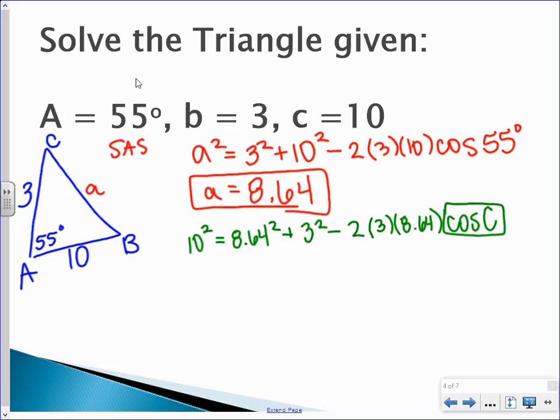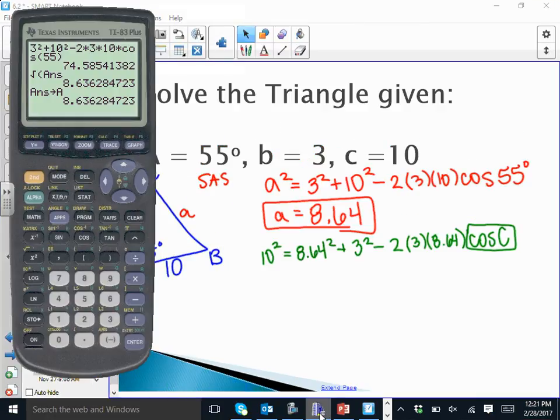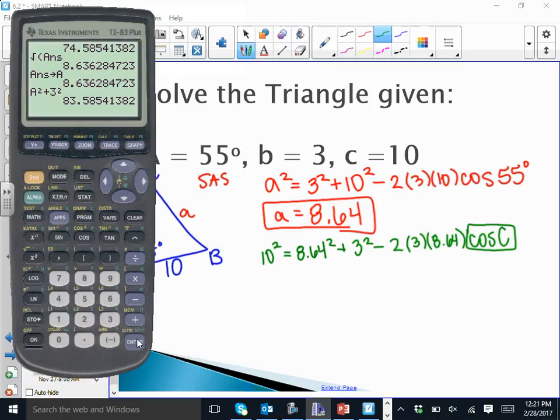All right? So this is what I'm going to do in my calculator. I'm going to take a squared, so I'm going to say alpha A squared plus 3 squared. This number right here is 83.585, blah, blah, blah. So what I'll do is I'll take 10 squared and subtract that number. Now, I'm going to keep it in my calculator, but I'm going to go ahead and write it as 16.4146.